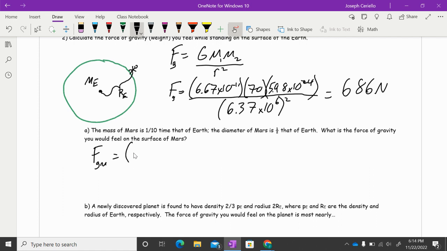So let's go through. Is G changing? No, it's a 1. Is M1 changing? We called M1 your mass here. So is your mass changing? No, it is not. Your mass does not change from planet to planet. How about M2? Is the mass of Mars changing? It is. By what factor? It's 1/10.